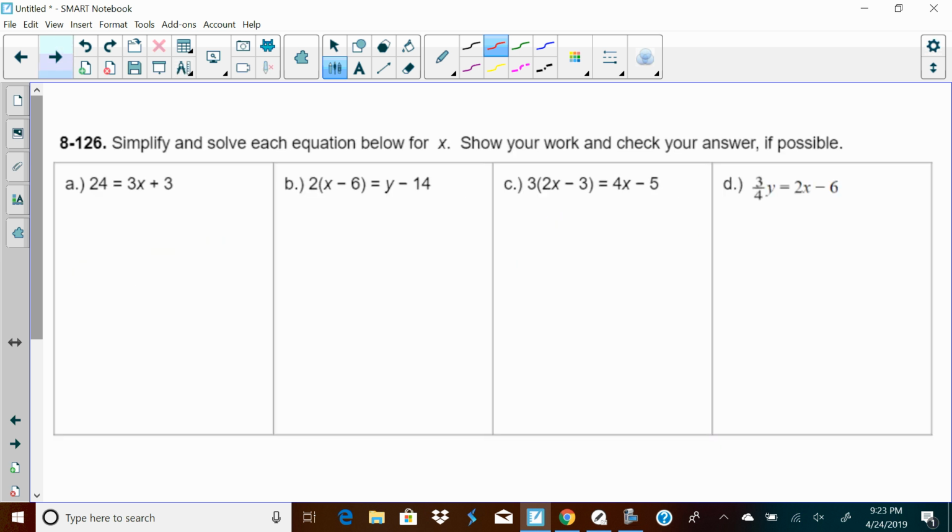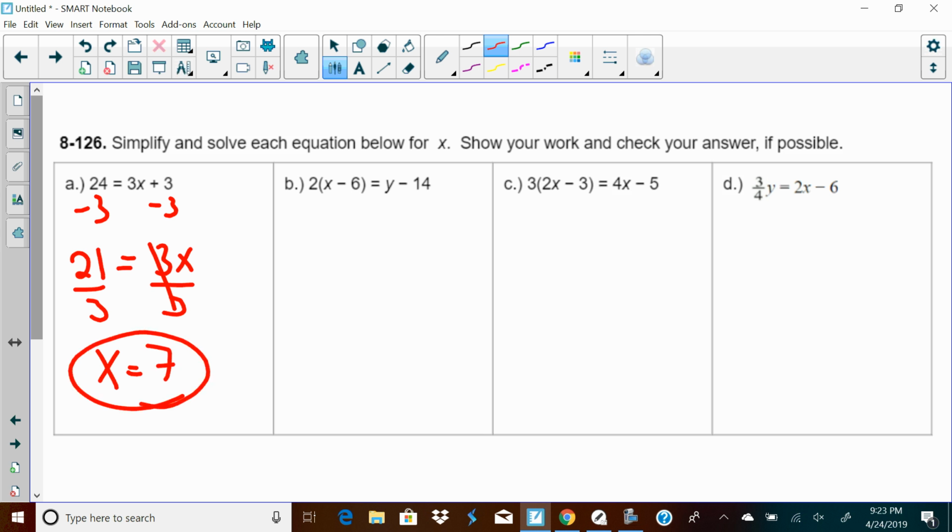126, simplify and solve each equation below for X. Show your work and check your answer. So A is pretty straightforward. We subtract 3 and get 21 equals 3x divided by 3. So X equals 7. For B, I have a Y in it as well, so I still have to solve for X.